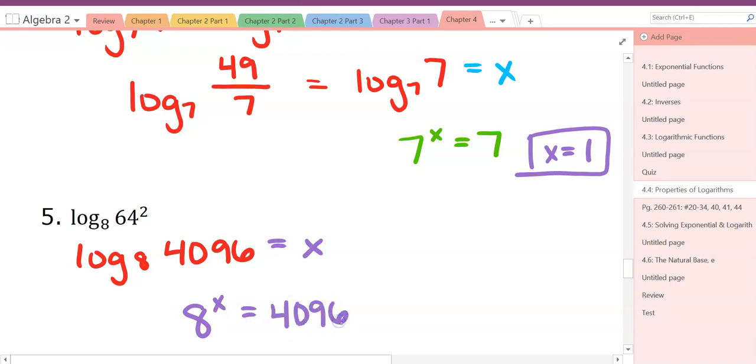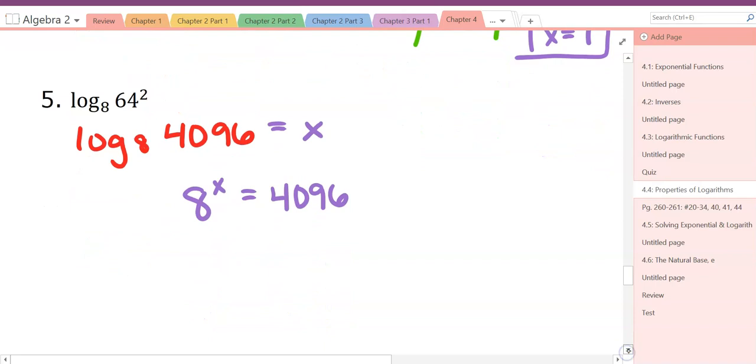And you might have to do a little bit of guessing and checking here. But when you go to do this, x should come out to be 4, because 8 raised to the 4th power is going to be 4,096.